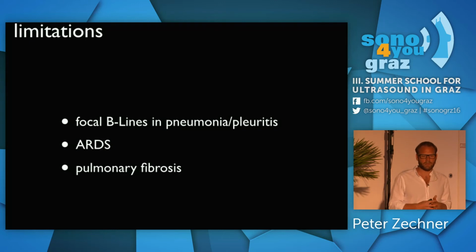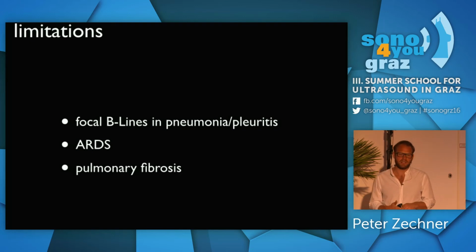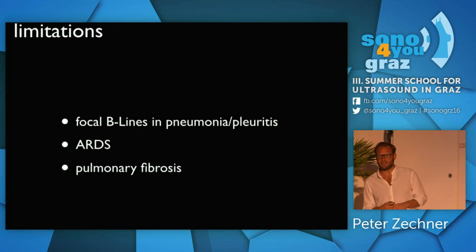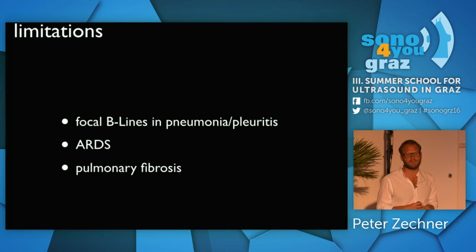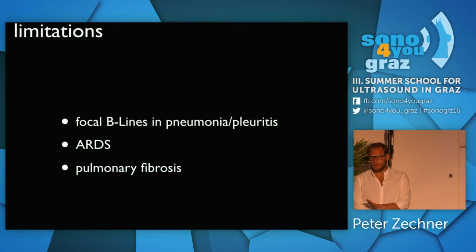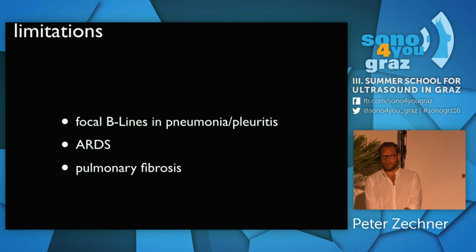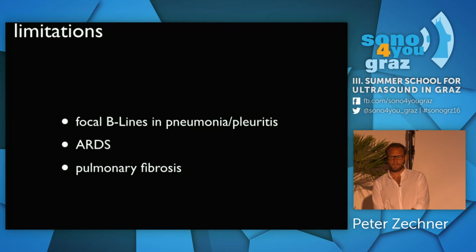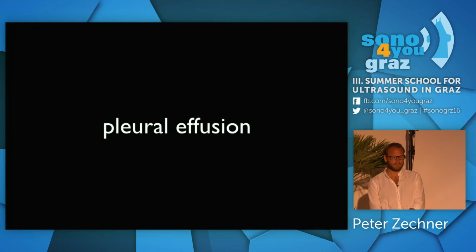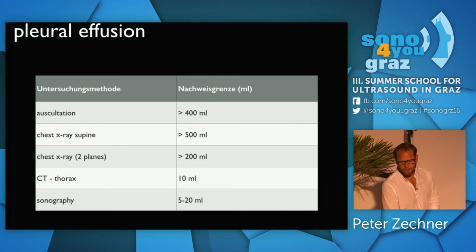And in patients with pulmonary fibrosis, we often see multiple B lines, but pulmonary fibrosis is a pretty rare disease, so you won't see too many of these patients. But in these cases, it can be difficult to make a differentiation. Questions on pulmonary edema? No. So let's get to the pleural effusion.